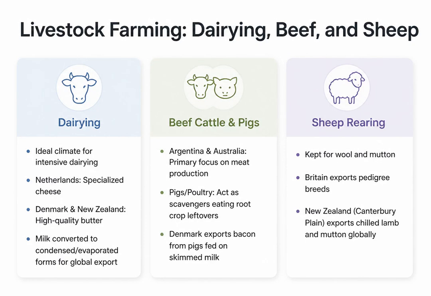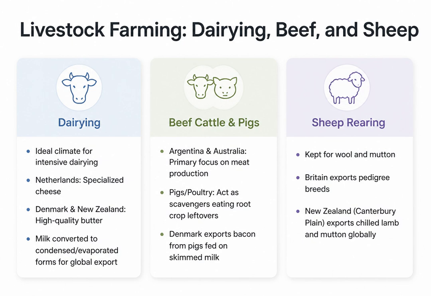Livestock is a cornerstone of the British-type climate economy. The mild, moist conditions are absolutely ideal for intensive dairying. The Netherlands is famous for cheese, while Denmark and New Zealand produce world-class butter. Excess milk is condensed or evaporated for global export. For meat, Argentina and Australia focus heavily on beef cattle.